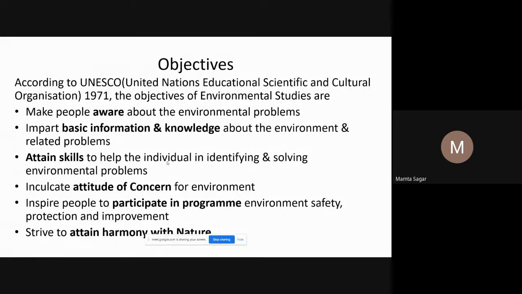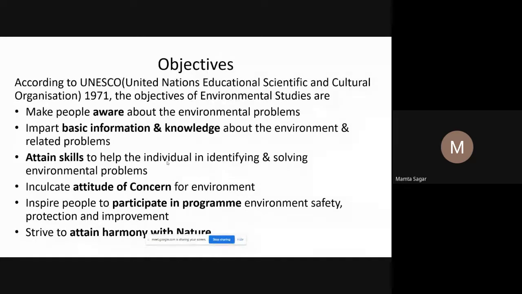And hardly do we hear about this in the news. We don't get any information. So that is the next objective. What is the next objective? I think the first objective is clear to all of you. The next objective is to impart basic information and knowledge about the environment and related problems.